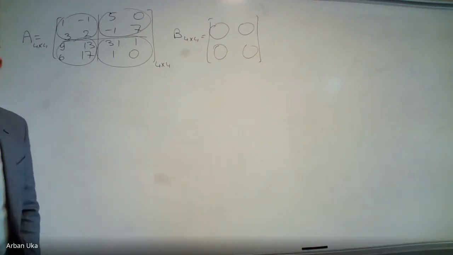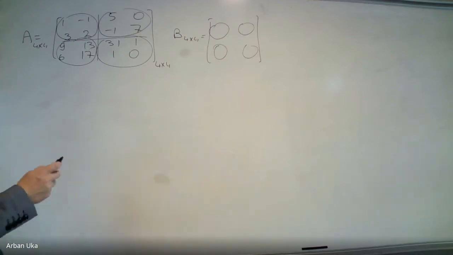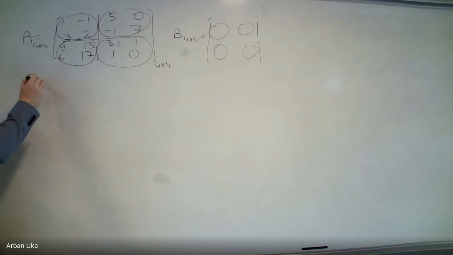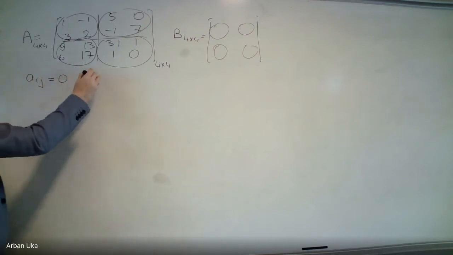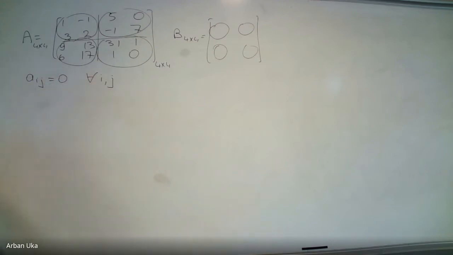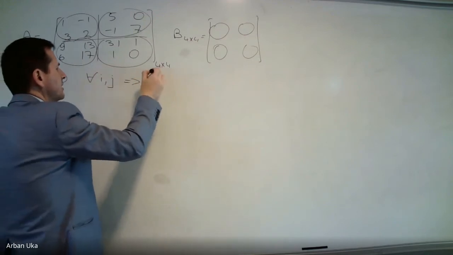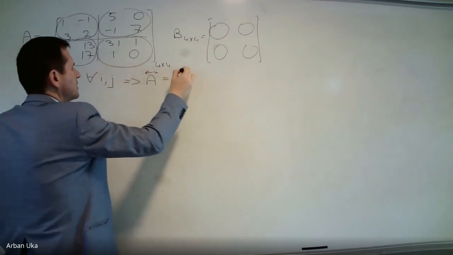Regarding matrices, we can define zero matrices. Zero matrices are matrices where Aij is equal to 0 for all i's and for all j's. So for whatever i and j are, if all entries are equal to 0, this implies that the matrix A is equal to a zero matrix.